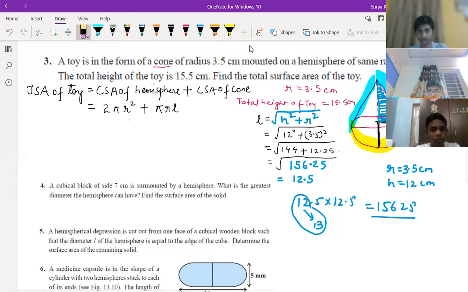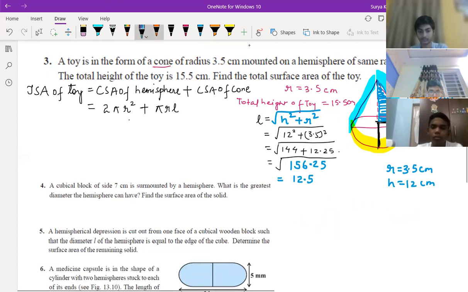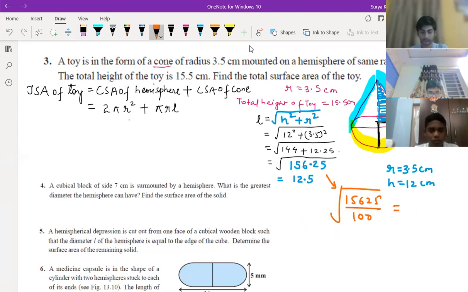So 156.25. Otherwise, you have to take the square root of it. If you don't know the shortcut, the other way is 15625 divided by 100. Then you should take root. The down part, that is 10. And this one you have to find, it will come 125. The answer is 12.5. Is it clear, children? Yes, sir.